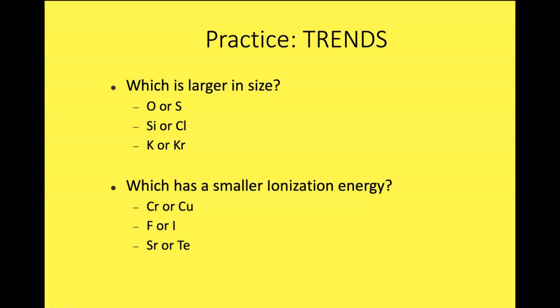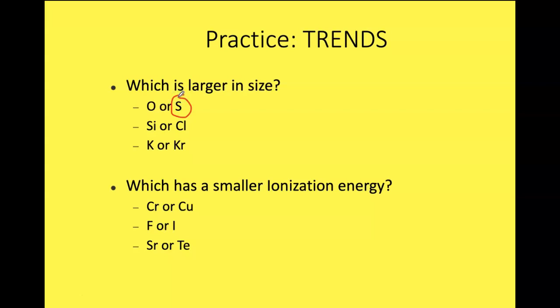All right, so let's do a little bit of practice. Which one would be larger, O or S? First locate O and S on your periodic table. I can see that O is in the second energy level, S is in the third energy level. And because it's in the third energy level, it's going to be larger.